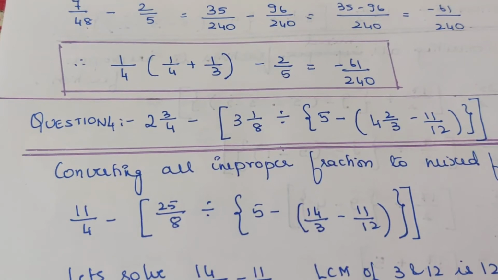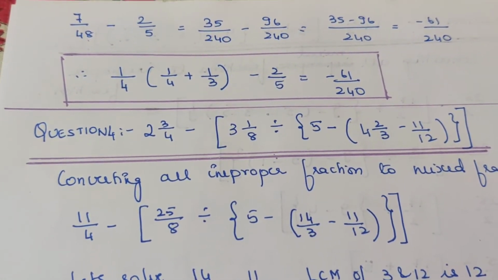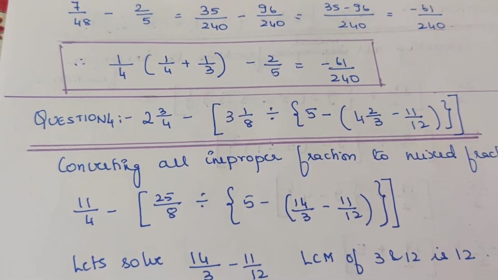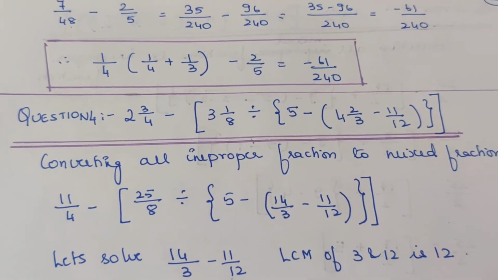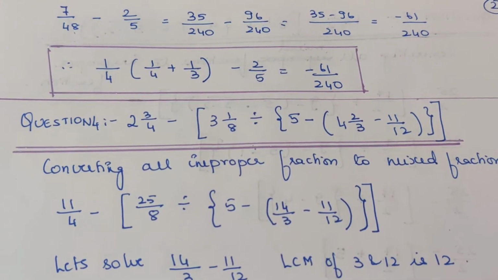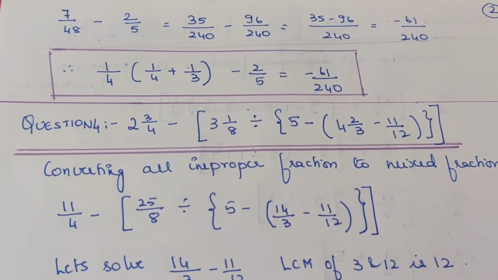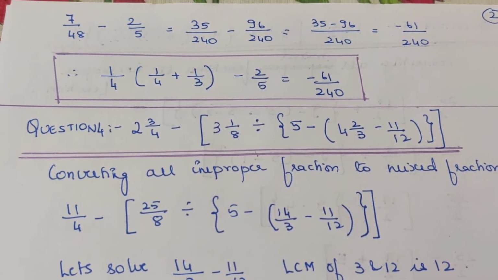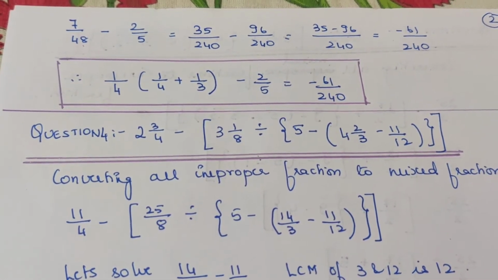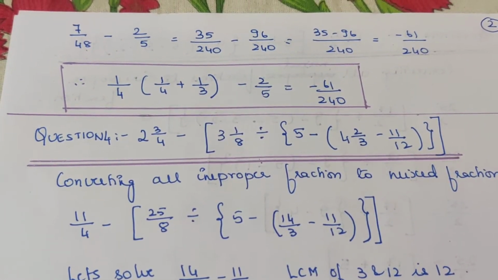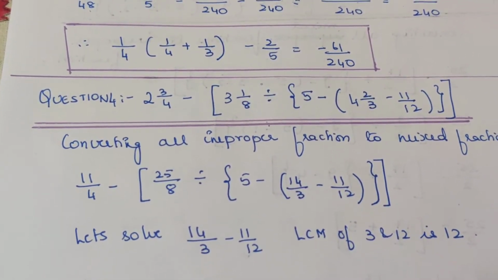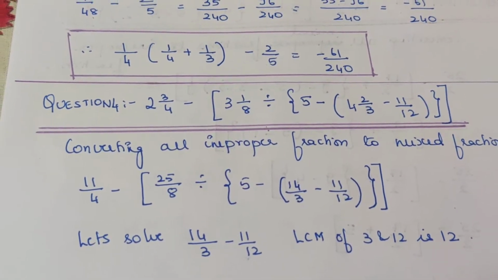2 3 by 4 minus 3 1 by 8 divided by 5 minus 4 2 by 3 minus 11 by 12. So let's convert all the mixed fractions to improper fractions. Therefore, the equation becomes 11 by 4 minus 25 by 8 divided by 5 minus 14 by 3 minus 11 by 12. Hope this is clear. Let's solve 14 by 3 minus 11 by 12. Therefore, LCM of 3 and 12 is 12.